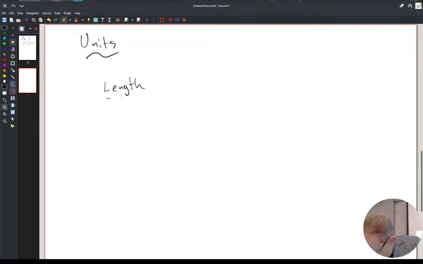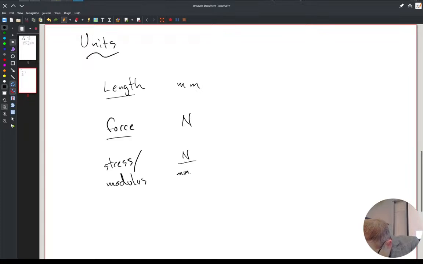So when we look at length, it's all millimeter. Look at force, that's all newtons. And then stress and modulus is a newton per millimeter times millimeter. What's a newton per millimeter squared? Megapascal. Yeah. MPa.